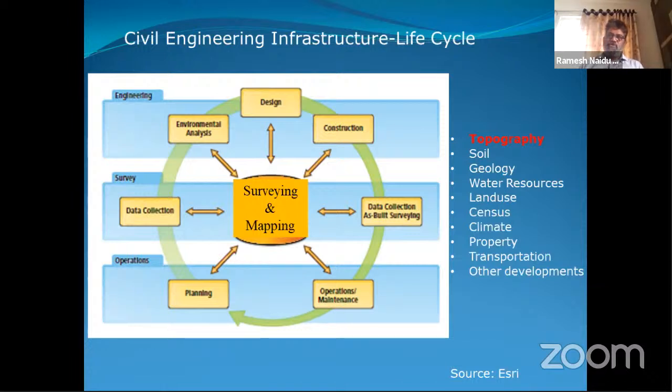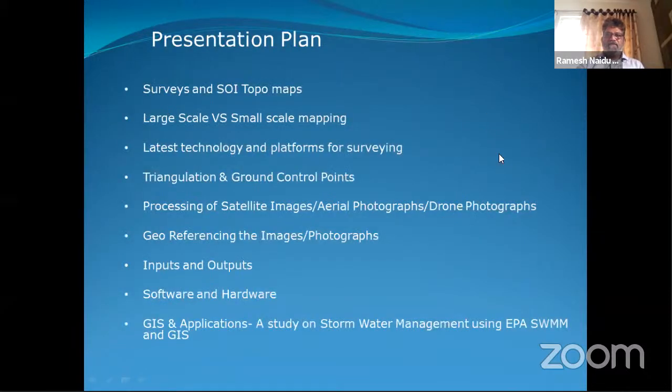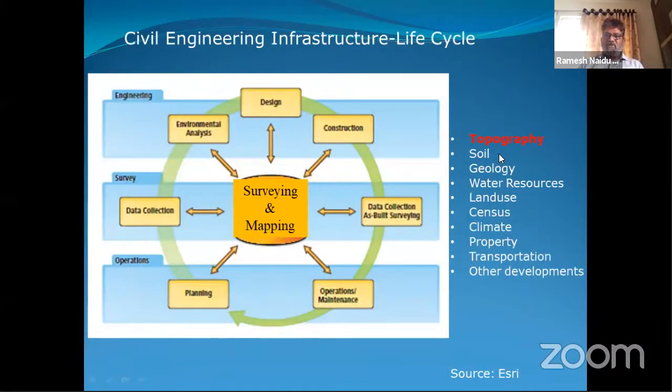And one more thing, I'll give you an example. When you want to propose a new canal command area in your district or in a river basin, obviously you need to study all these details. On the right side, I have mentioned some details: topography, soil, geology, water resources, land use, census data, climate data, property. Property is nothing but land information.